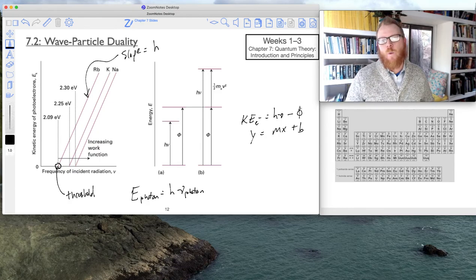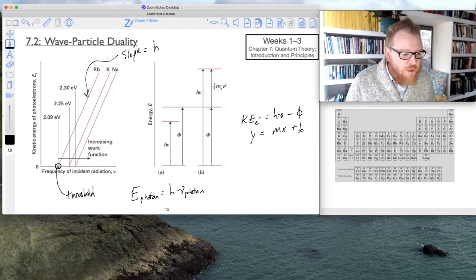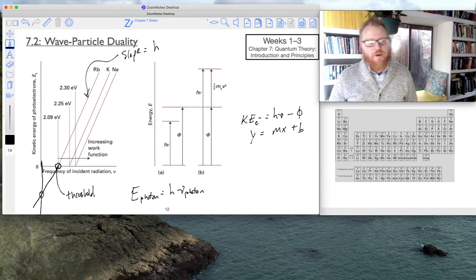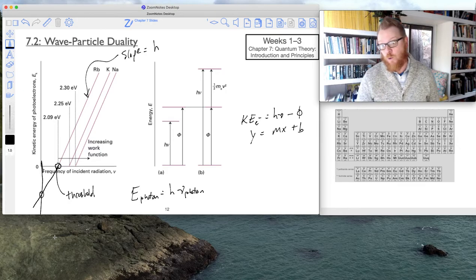And then, of course, the y-intercept will be the negative phi, right? So if we kept drawing this line, it's negative because as that would extend down, right, we can see that it would cross the intercept under negative values, which is not saying that the work function is negative, it's just a result of the equation, okay?